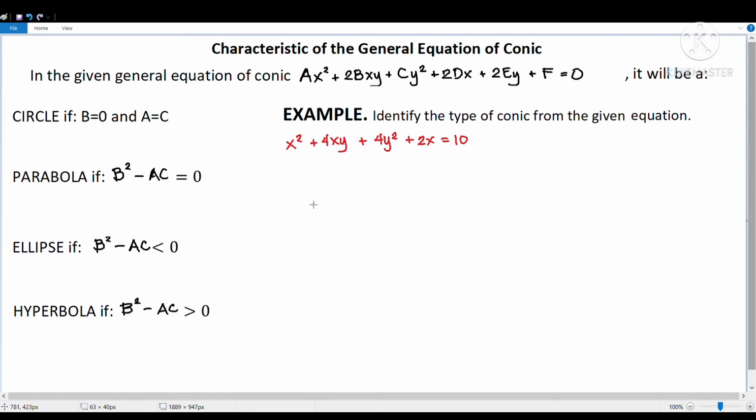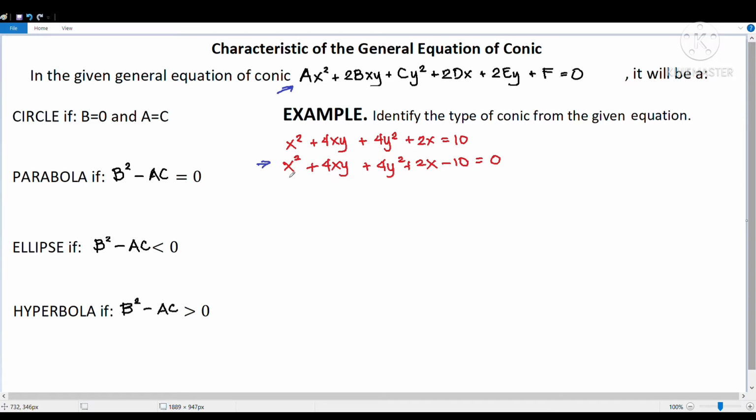For our example, we are asked to identify the type of conic from the given equation. So the equation is x squared plus 4xy plus 4y squared plus 2x is equal to 10. First thing to do is to equate the equation to 0. It will become x squared plus 4xy plus 4y squared plus 2x minus 10 is equal to 0. And then we have to check the missing terms from this equation based on our general equation of conic. So the only missing term is our y term.